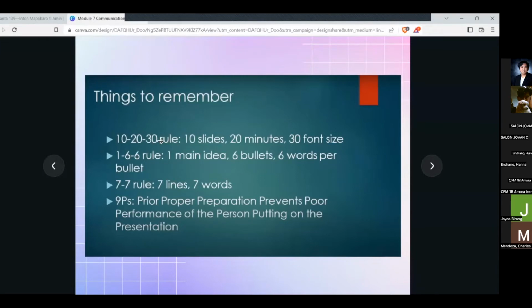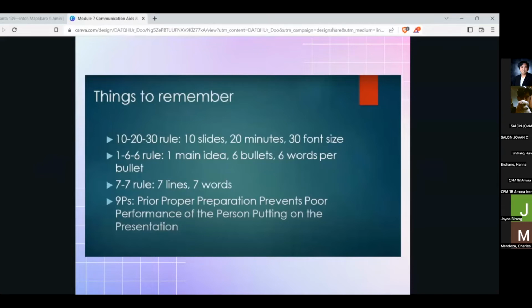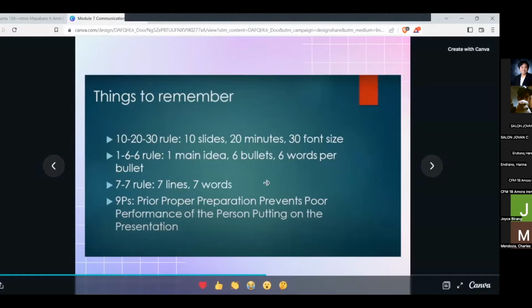You also have the 1-6-6 rule. That means one main idea, 6 bullets, and 6 words per bullet. For those of you who will be having oral reports in the future in your other subjects, you can apply this guideline. Just remember your main idea: one main idea, 6 bullets, and 6 words per bullet as much as possible.